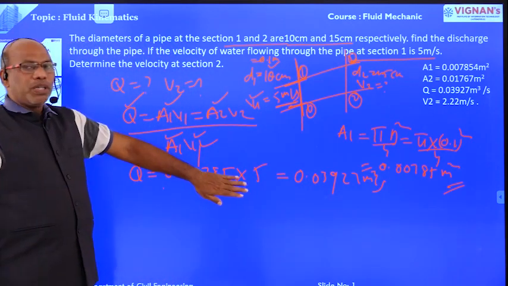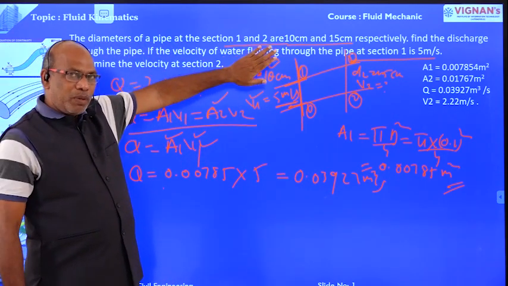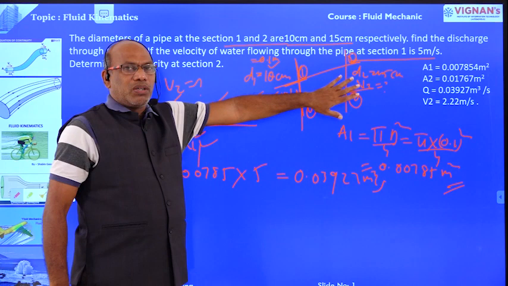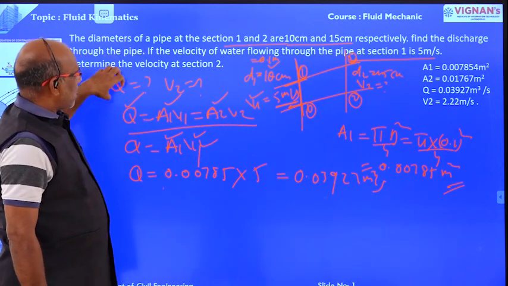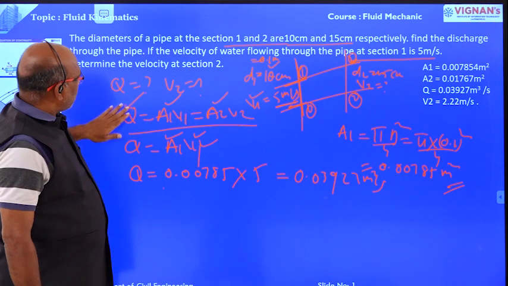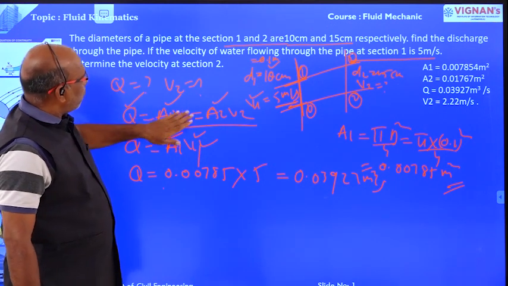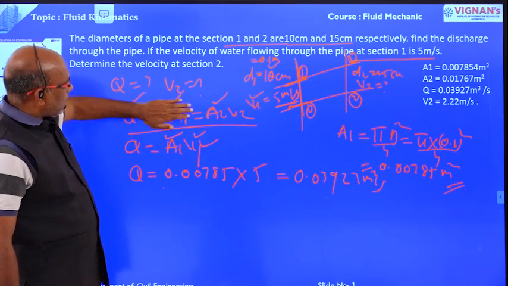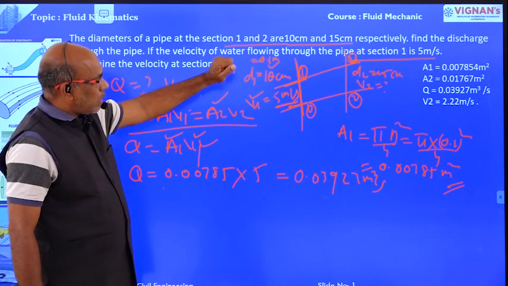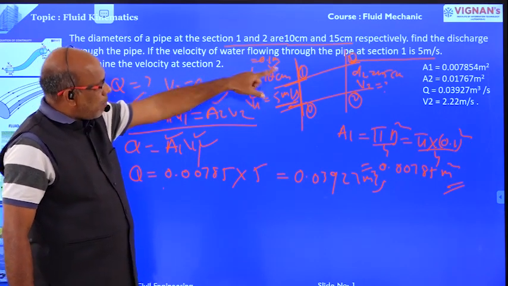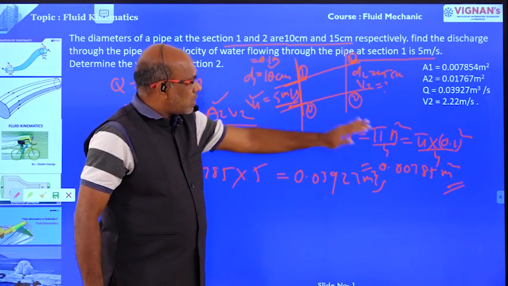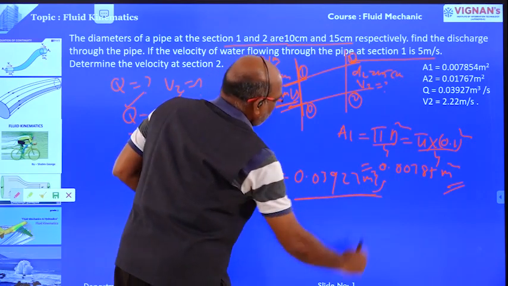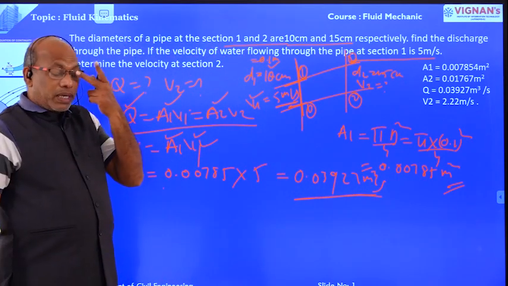Right. In this problem they have given two sections. At section 1,1 diameter and velocity are given; at section 2,2 only the diameter is given, and the velocity is unknown. First they asked, what is the discharge? Our continuity equation is Q is equal to A1 V1 is equal to A2 V2. For the determination of discharge Q, we take section 1,1. At section 1,1 the diameter is known to us, and the velocity is also known to us. Based on the diameter, we determine the area. Once we know the area and velocity, finally we determine the discharge flowing through the pipe.